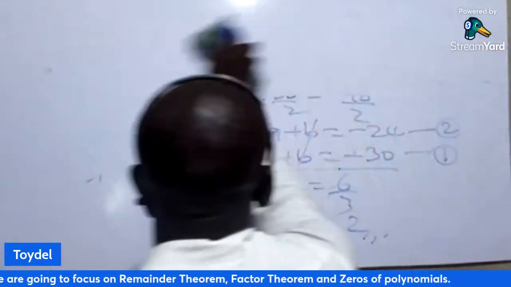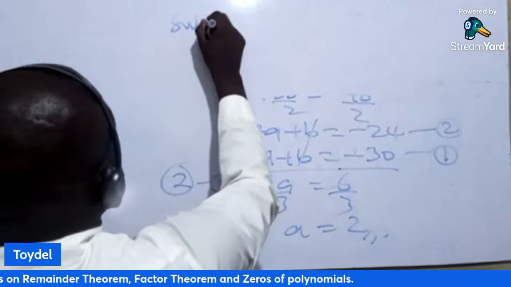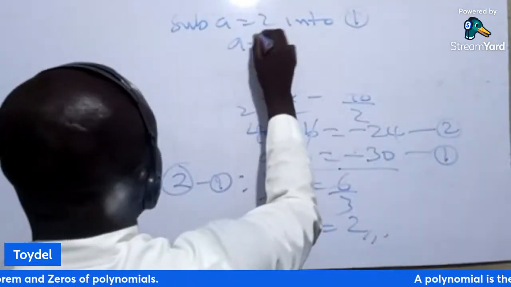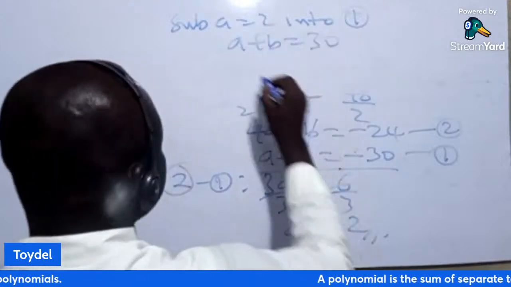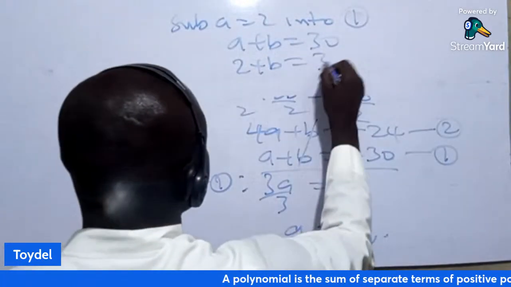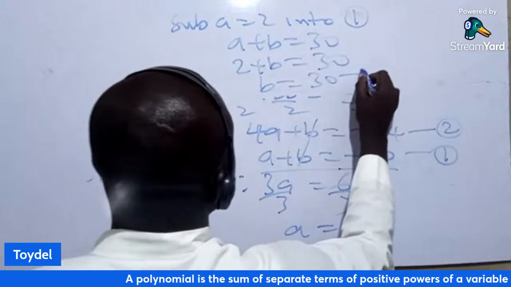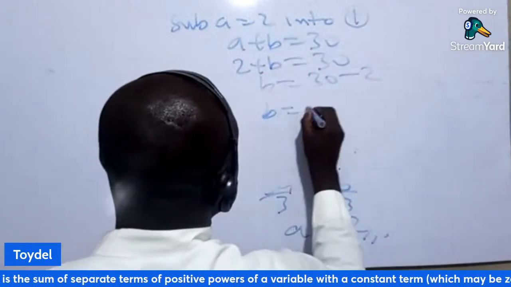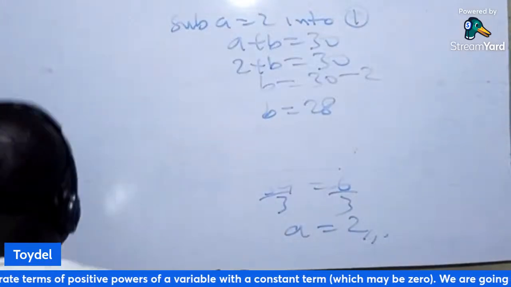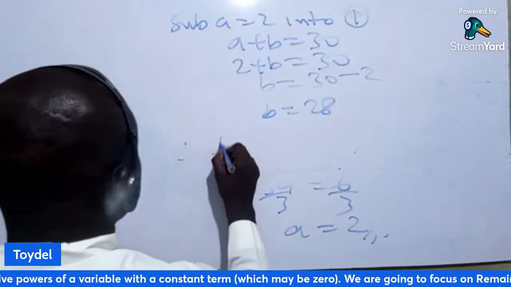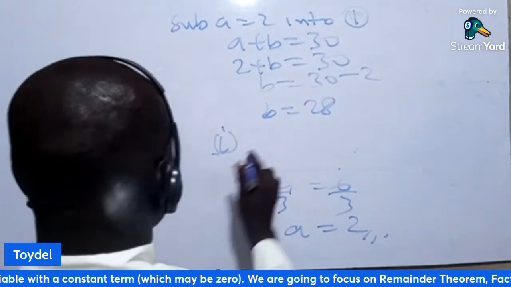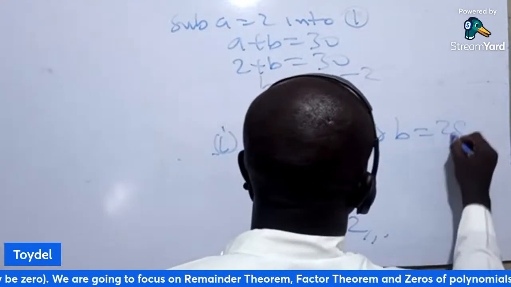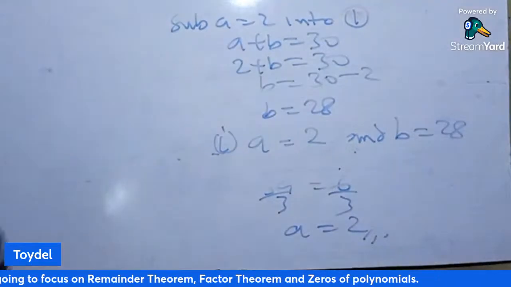What do we now do? We substitute a equal to 2 into equation 1. So what is equation 1? a plus b is equal to 30. So a is 2, 2 plus b is equal to 30. So b is equal to 30 minus 2. Then b is equal to 28. Therefore, for Roman figure 1, the first question, a is equal to 2 and b is equal to 28. So we have been able to solve that.